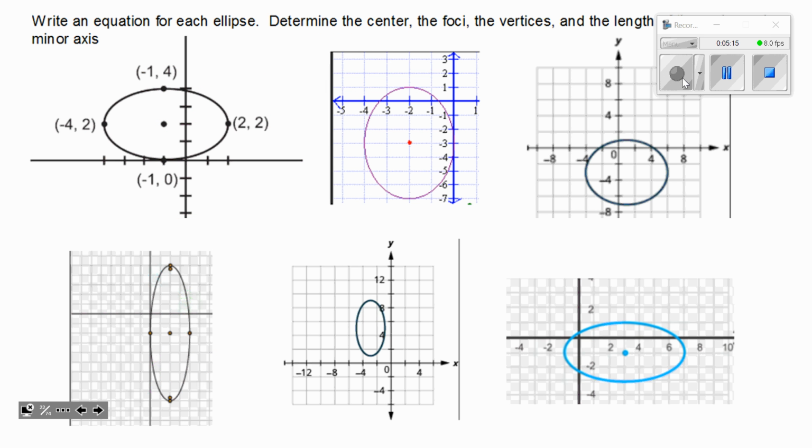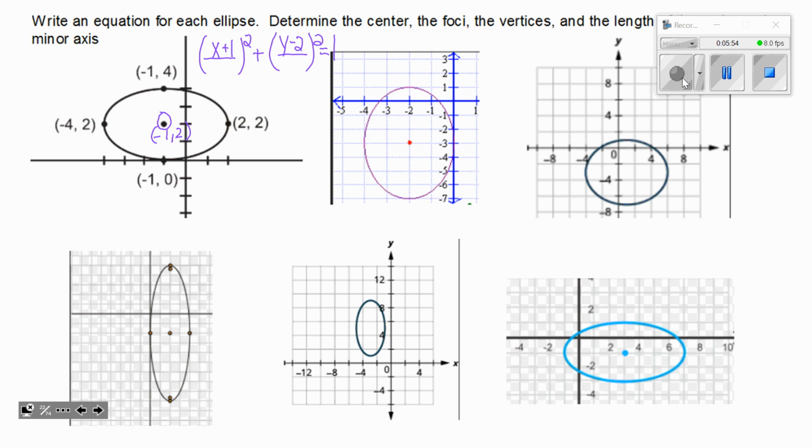Then we're looking at writing these equations. The only difference between this one and the one we just talked about is these are not centered at 0, 0. So that means we have to introduce that x minus h, y minus k thing from our circles that we talked about. So the first thing we got to do is identify this center. So the center looks like it's happening at -1, 2. So when we write the equation, it's going to be x plus 1 over something squared plus y minus 2 over something quantity squared equals 1.